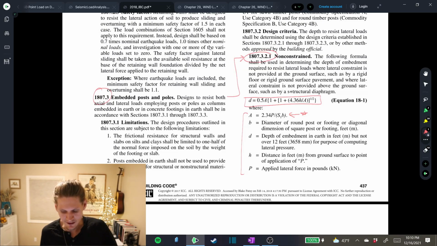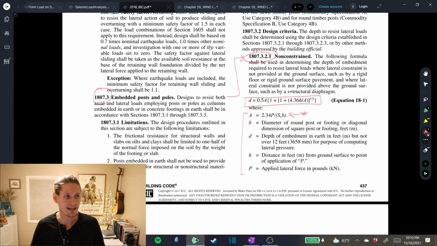P is just the applied lateral force in pounds, so there's that P value that I said we had to apply and create from our loading. And then just B, and B is the diameter of a round post or footing or diagonal dimension of a square post or footing. We have a round footing today.